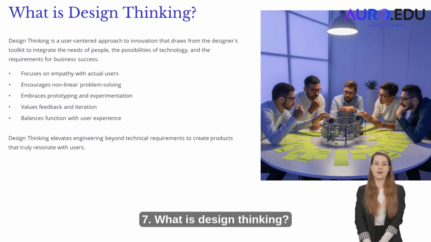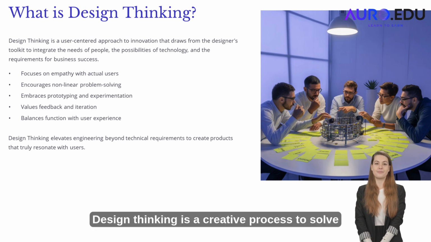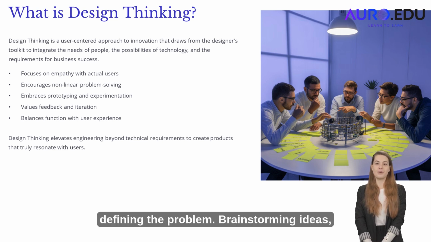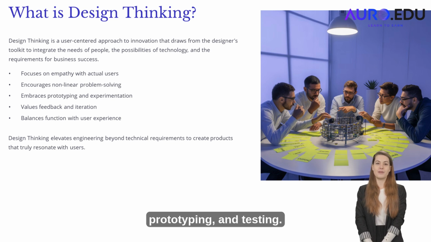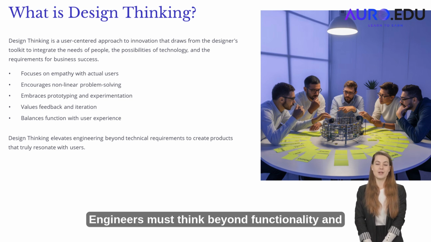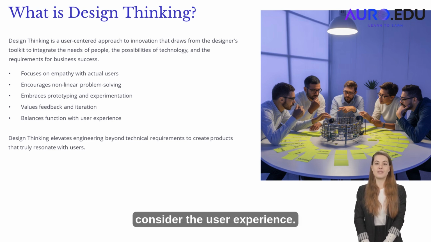7. What is design thinking? Design thinking is a creative process to solve user-centered problems. It starts with empathizing with the user, defining the problem, brainstorming ideas, prototyping, and testing. It emphasizes experimentation and feedback. Engineers must think beyond functionality and consider the user experience.